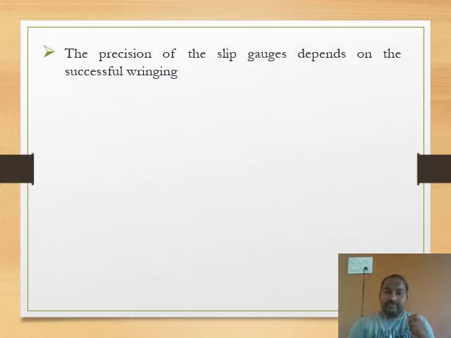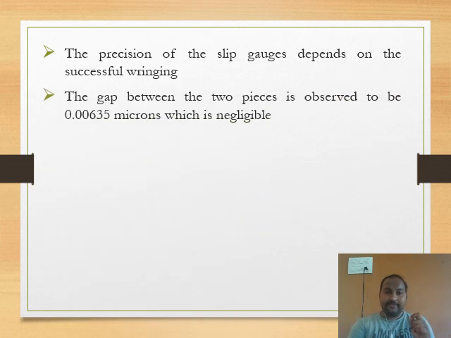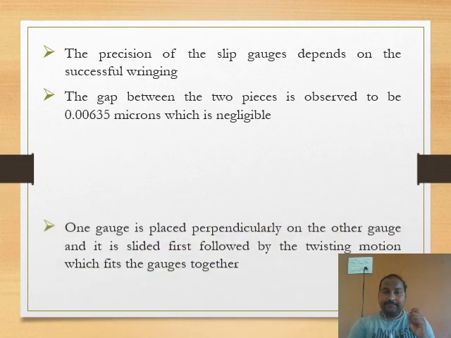The precision of slip gauges always depends on successful ringing. So if any gap occurs during the ringing, then obviously it will lead to a small error. The gap between the two faces is observed to be 0.00635 microns, which is negligible.